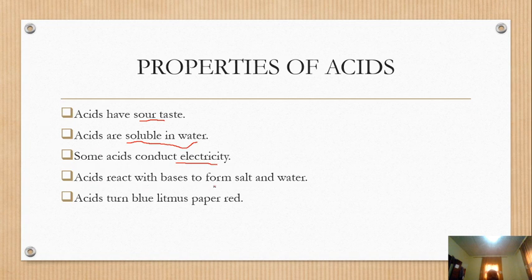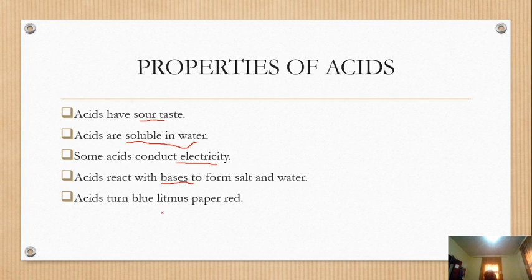Acids react with bases to form salt and water. There are certain substances called bases. We will see them in our next lecture. Acids turn blue litmus paper red. What do acids do? They turn the blue litmus paper red.